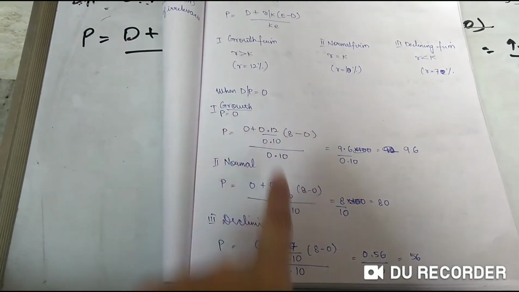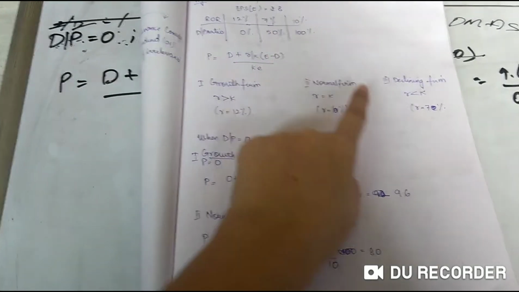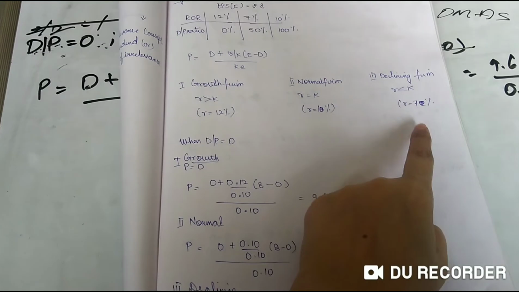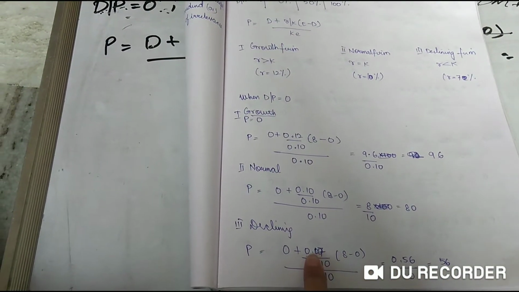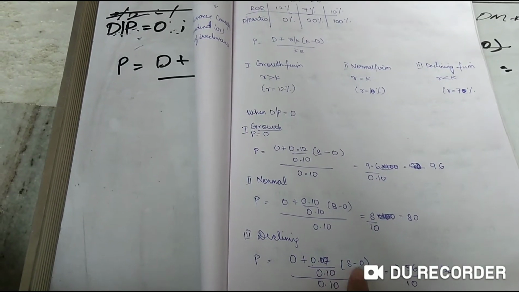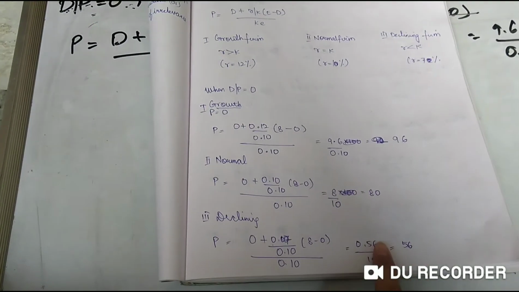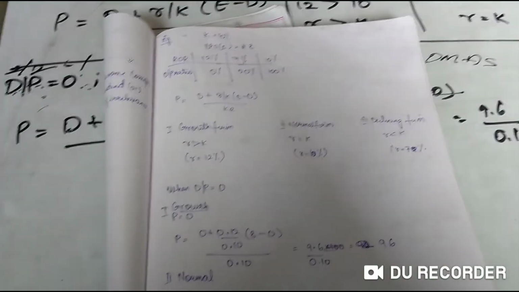Again your dividend payout ratio is 0. It is for the third one, that means your declining firm. First we have taken growth, second is normal, third is decline. So for decline, it is 7%, right? So 0.07 divided by 0.10 multiplied by 8 minus 0, divided by 0.10. Your answer is 0.56 divided by 0.10. Answer is 56. Okay, you need not get confused.